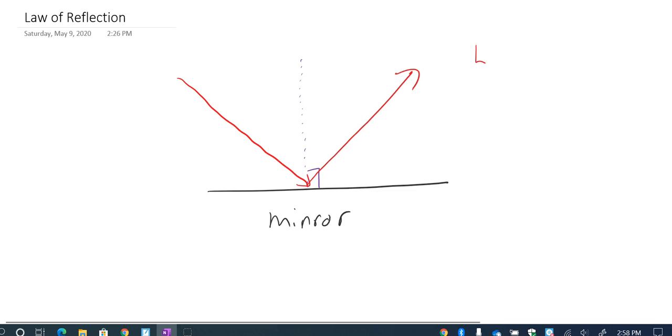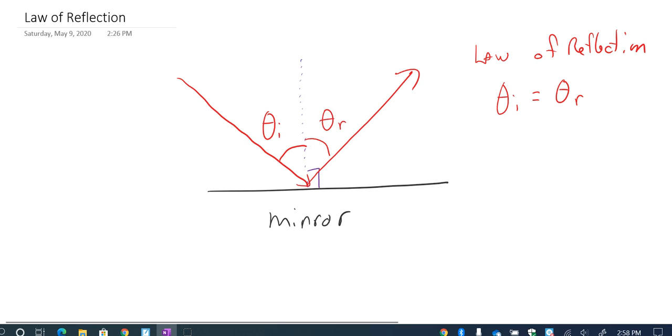And the law of reflection simply states that the angle of incidence is equal to the angle of reflection. And these angles are always measured off of the normal. So this would be the angle of incidence, and this would be the angle of reflection. And those two angles are just equal.